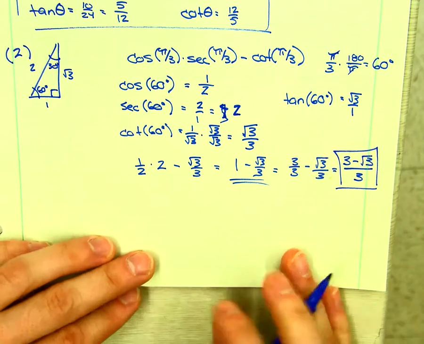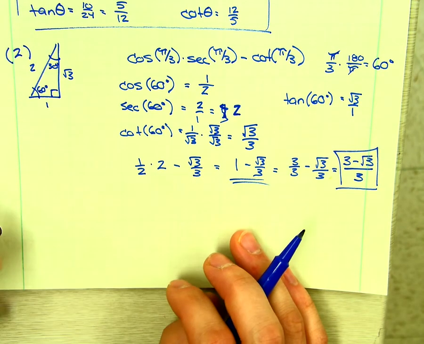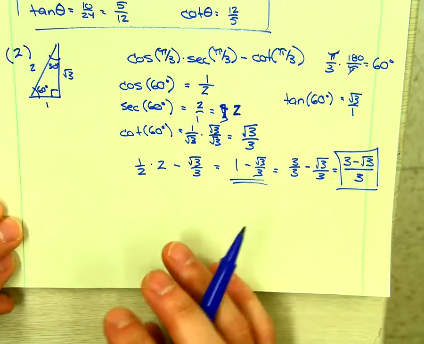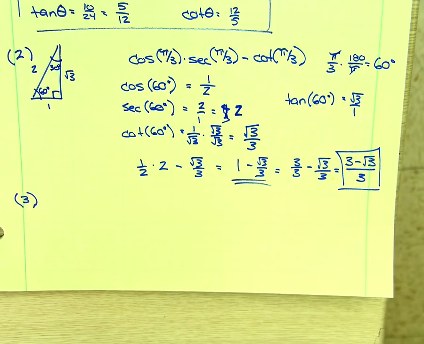Once again, I know this looks like I can simplify it, but I can't because of this tricky radical right here. It's kind of throwing everything off. So this is going to be the answer that's going to impress all my college professors and is going to give me 5 out of 5 for that problem.